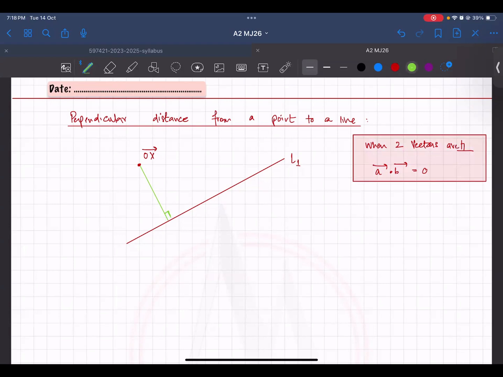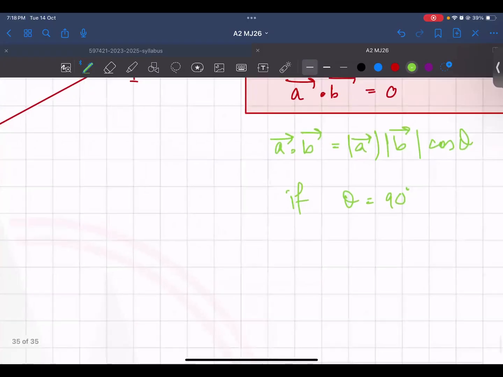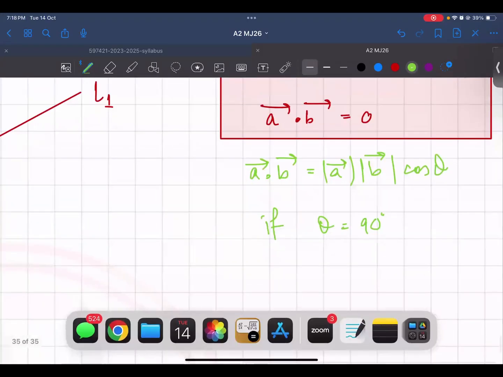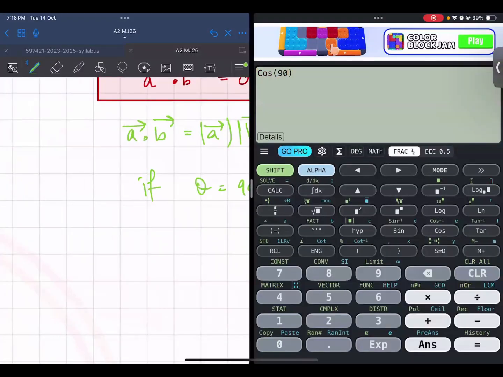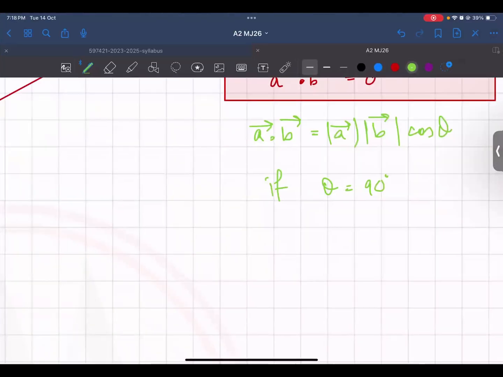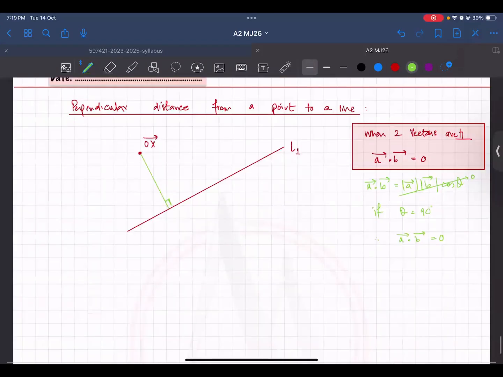Because your formula is what? Your formula is A dot B equals A magnitude, B magnitude, and cos theta. If theta is 90, perpendicular means that the angle between the vectors is 90. So if the vectors are perpendicular, cos 90 is 0. So this complete thing becomes 0, and you are left with the dot product being equal to 0. समझ आया?